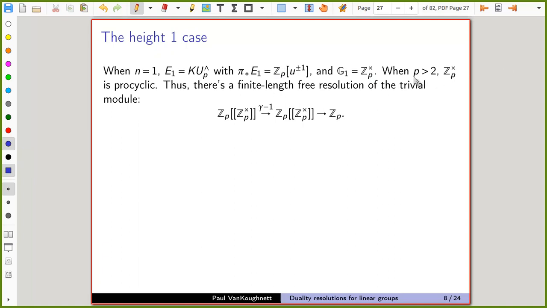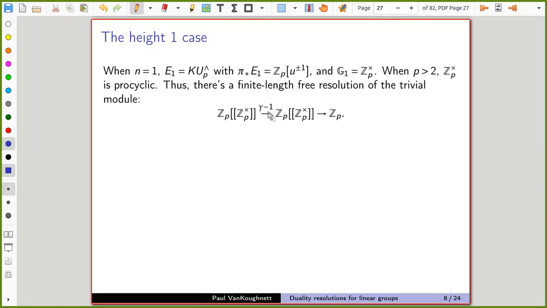So let's first suppose that P is an odd prime. In that case, Z_p cross is procyclic. By procyclic, I mean that there's a dense cyclic subgroup. Okay, so there's what's called a topological generator of this group, a generator which generates it as a profinite group.